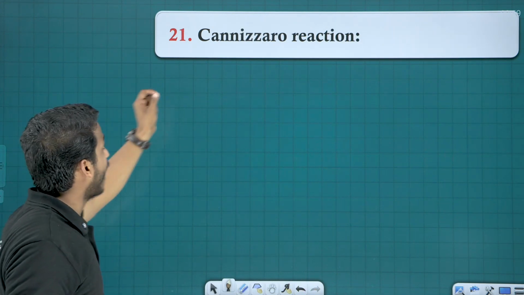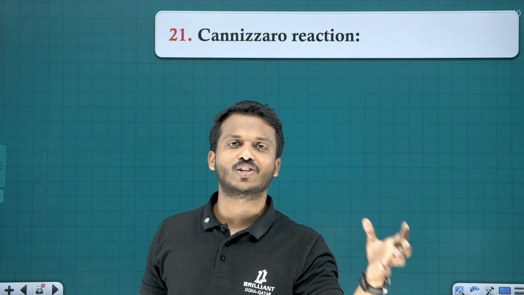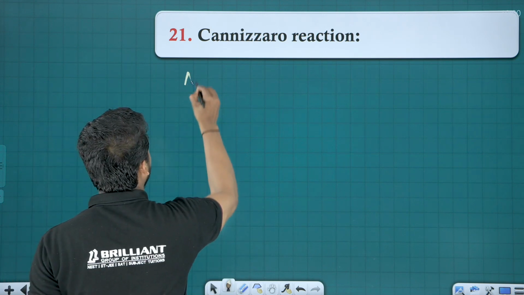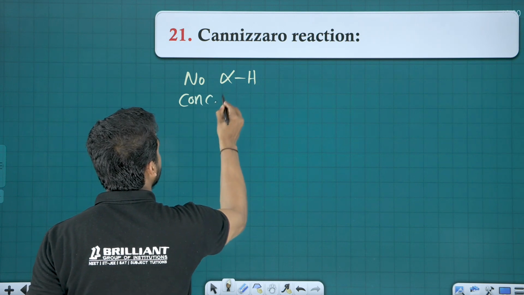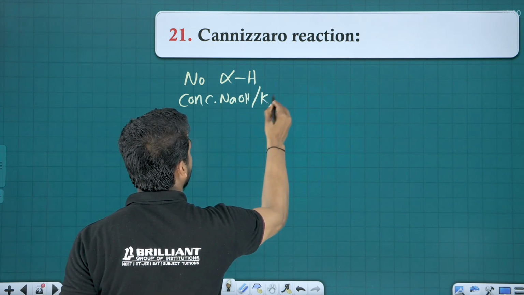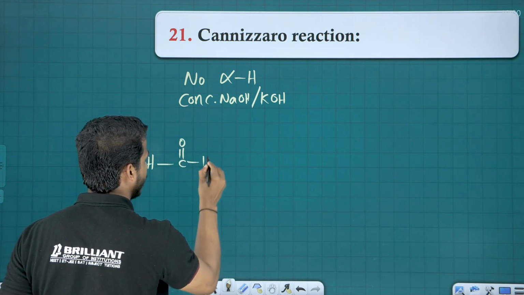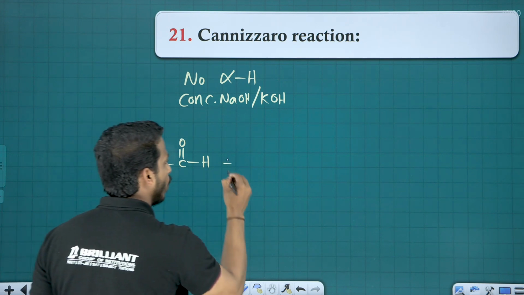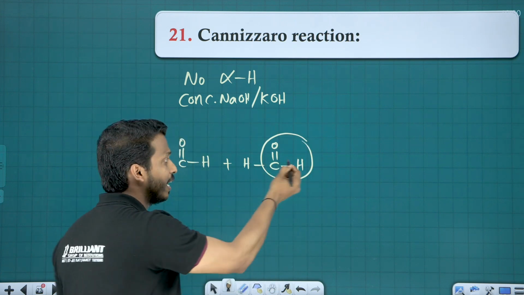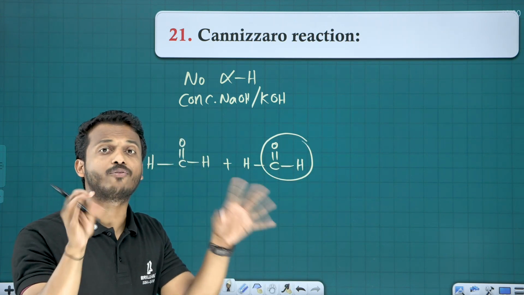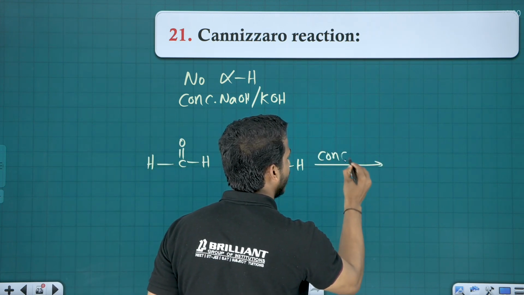Ready? Now we have the Cannizzaro reaction. The Cannizzaro reaction is just the opposite condition of aldol and cross aldol. There should not be any alpha hydrogen in the compound, and we are using concentrated alkali, concentrated NaOH or concentrated KOH. Example: let me take methanol. What is methanol? HCHO. Let me combine one methanol with another methanol. See, this is the functional group here. Is there any carbon nearest to this functional group? No alpha carbon, so no alpha hydrogen. And it is reacting with concentrated NaOH.